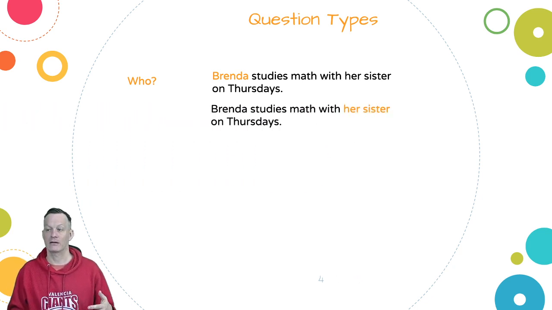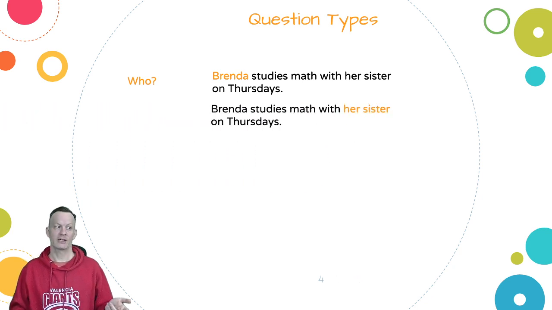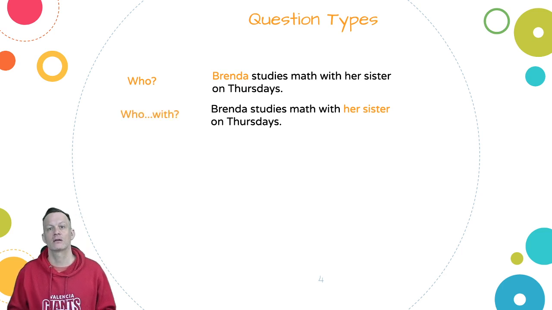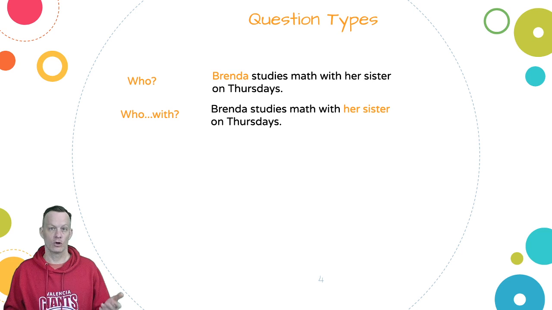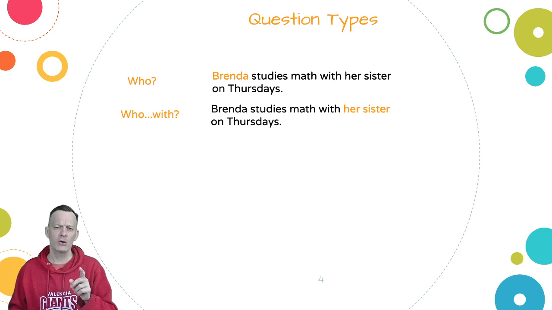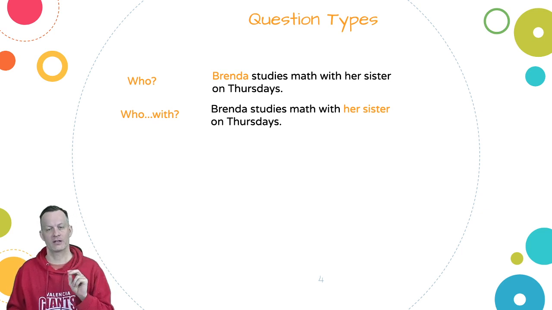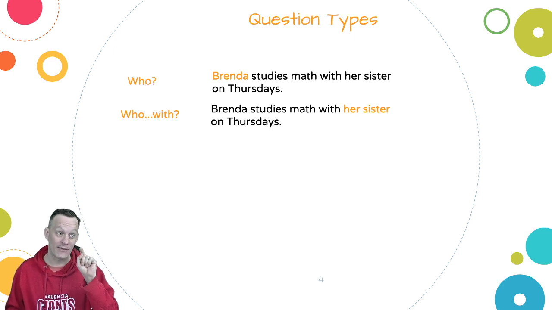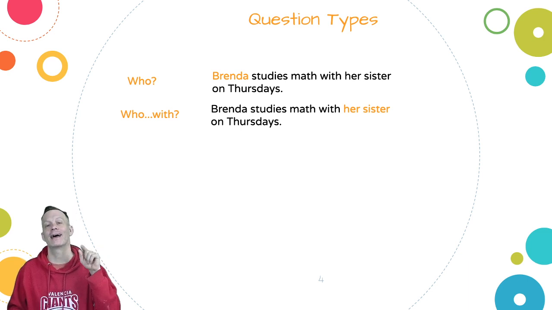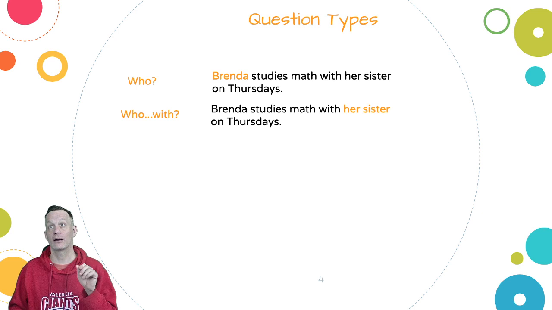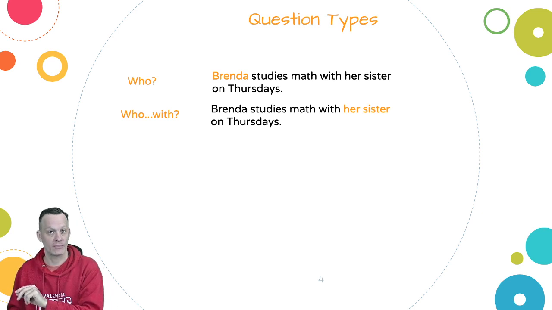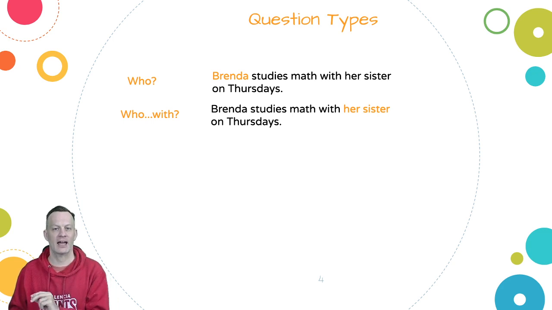And if we look at with her sister, the other person in this sentence, well, this is also a who, but now it's who with. And notice the with is at the end. Who does Brenda study math with? The preposition does not go at the beginning of the sentence, but at the end of the sentence. Where are you from? Okay, who does she study math with? The preposition goes at the end of the question.